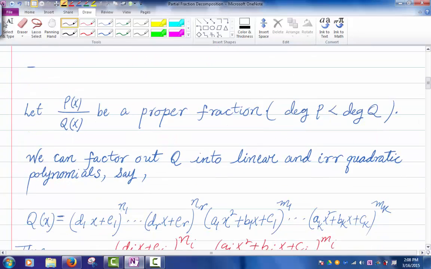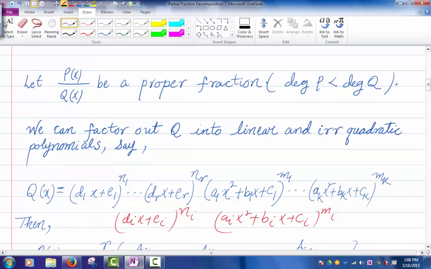All right. Let's, for a few seconds, talk about some baby math. A rational function P over Q is a fraction. When is a fraction proper and when is a fraction improper?